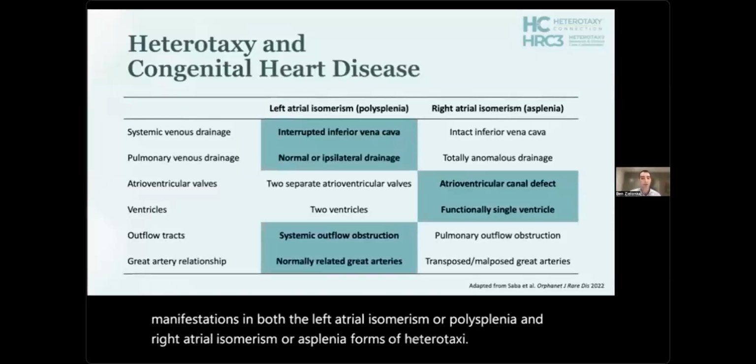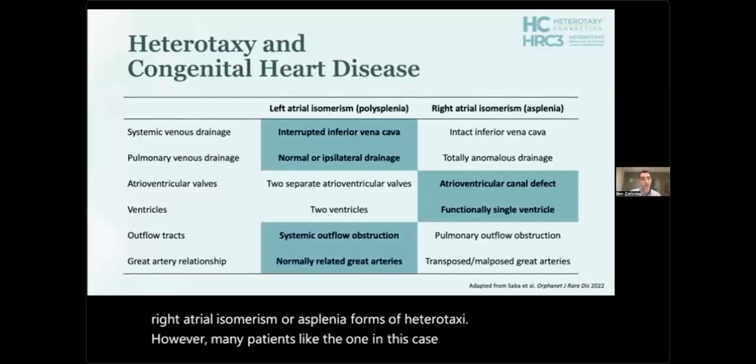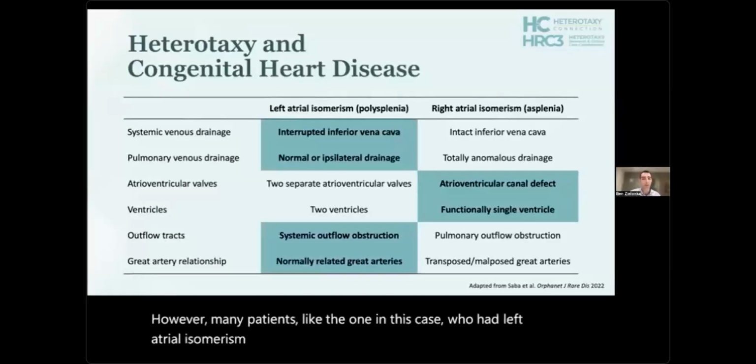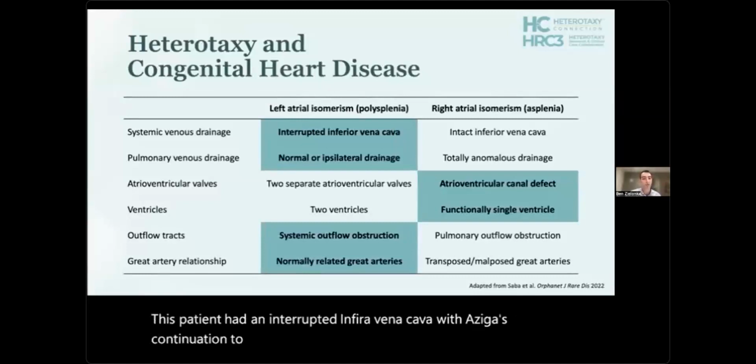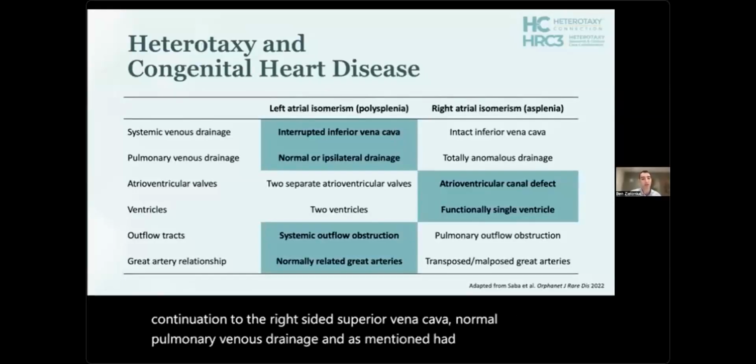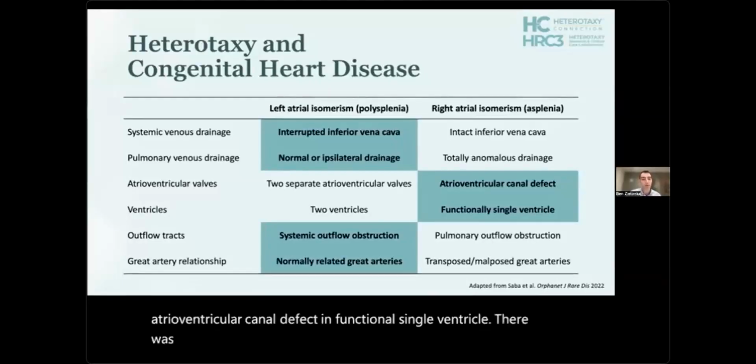However, many patients, like the one in this case who had left atrial isomerism, have anatomy that does not fit perfectly into these generalizations. This patient had an interrupted inferior vena cava with azygous continuation to the right-sided superior vena cava, normal pulmonary venous drainage, and as mentioned, an atrioventricular canal defect with functional single ventricle. There was systemic outflow tract obstruction and normally related great arteries.